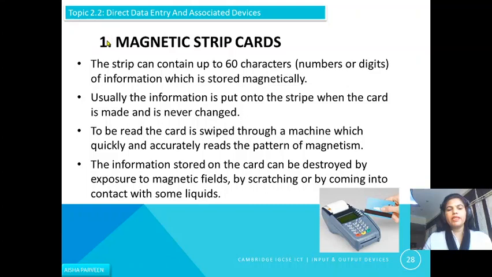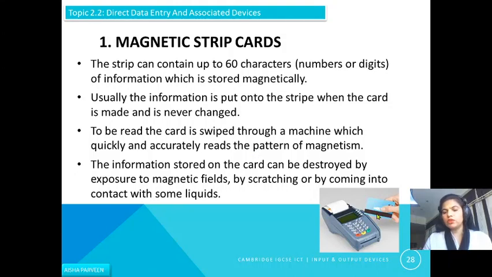First one is the magnetic strip card. The strip can contain up to 60 characters, numbers or digits of information, which is stored magnetically. Look at this picture. This is your magnetic strip, in which information can be stored up to 60 characters. Usually the information is put onto the strip when the card is made and is never changed. To be read, the card is swiped through the machine, which quickly and accurately reads the pattern of magnetism.